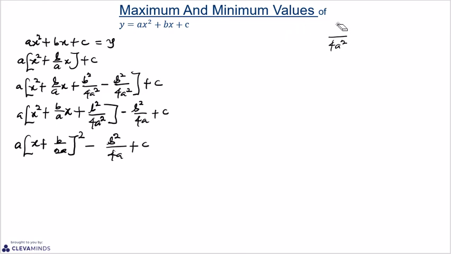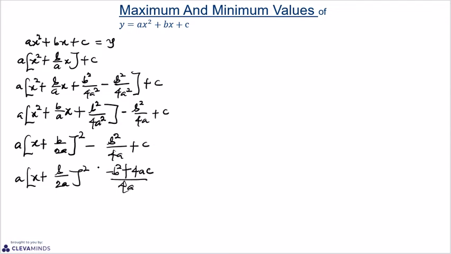So now, the next thing for us to do is to find the LCM of this. a into x plus b over 2a squared. Then that gives us 4a, right? Good. Then we have minus b squared plus 4ac, right? Good.